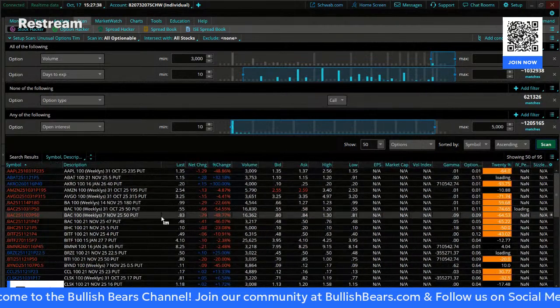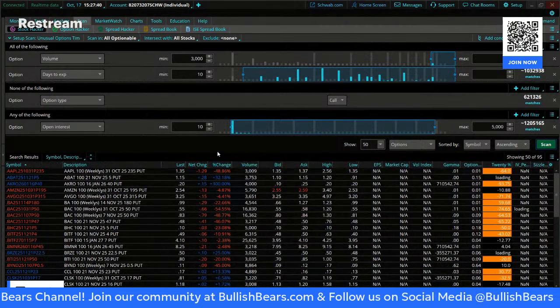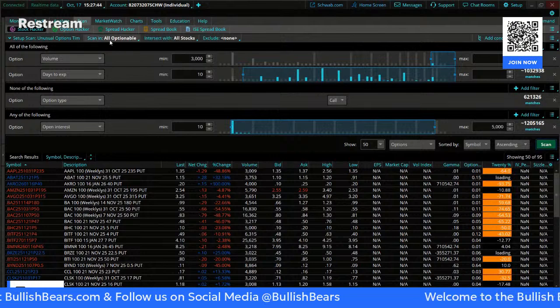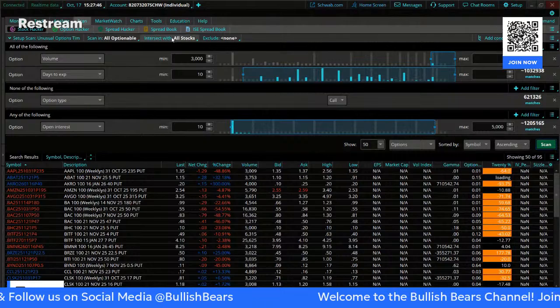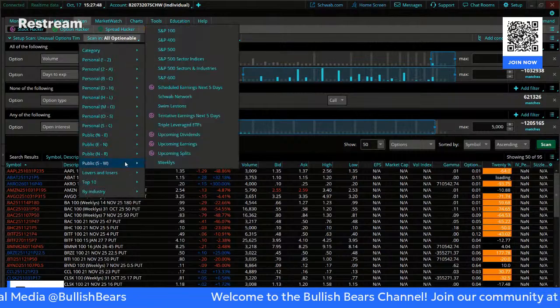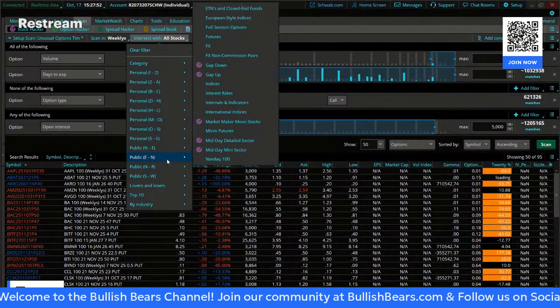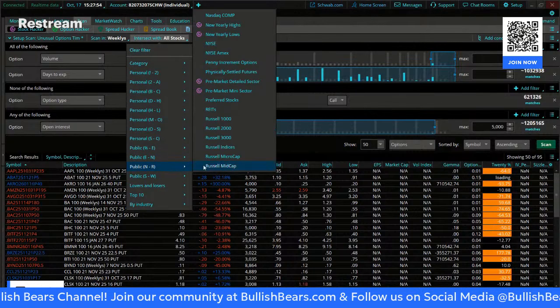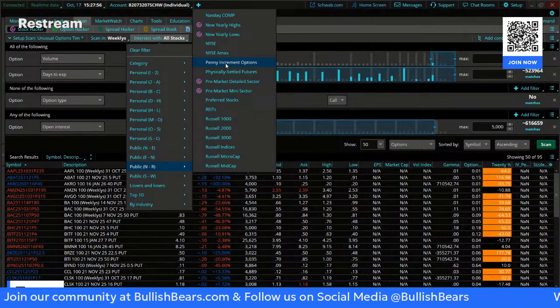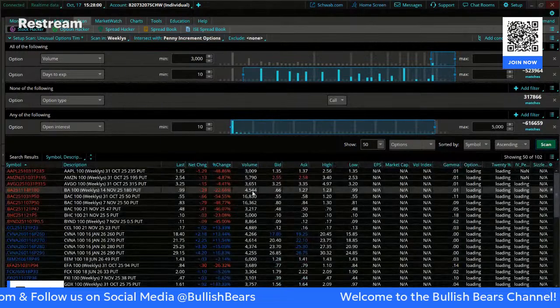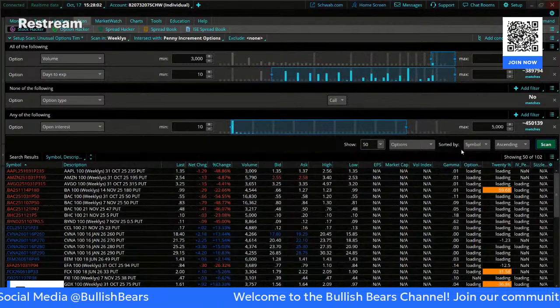I would tighten this up, really. One, it's going to matter what your basket is. Optionable is good, but weekly's better. Intersect with pennies so that we get the ones that have the best price opportunities. Now we've got 102.